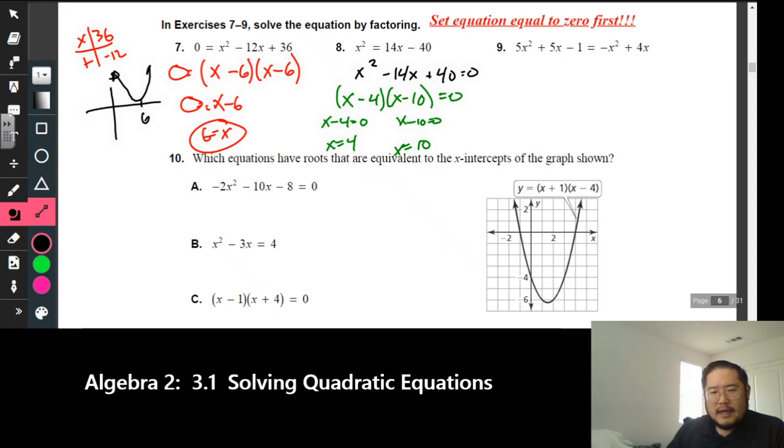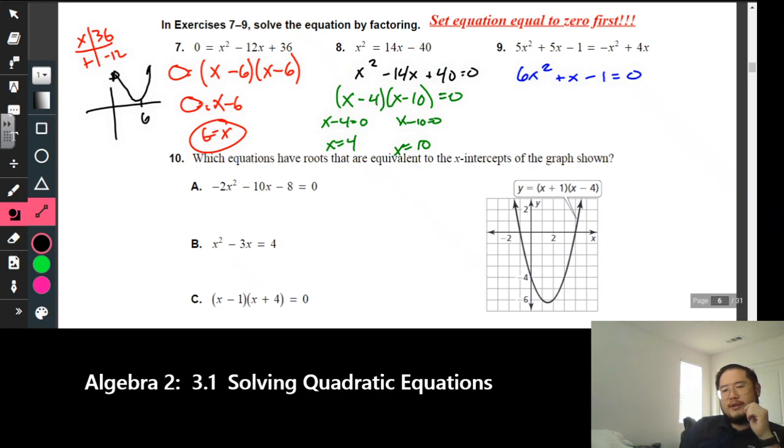Let's take a look at number 9. Now with number 9, it's not set equal to 0, so let's do that first. I'll add x squared to both sides, so this will now become 6x squared, and then I'll do the opposite right here, subtract 4x to both sides, and end up with plus x minus 1 is equal to 0.